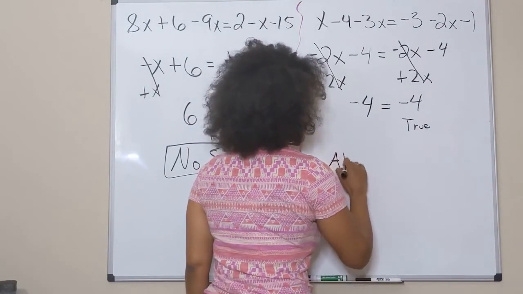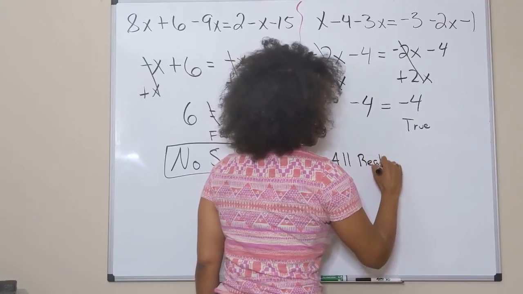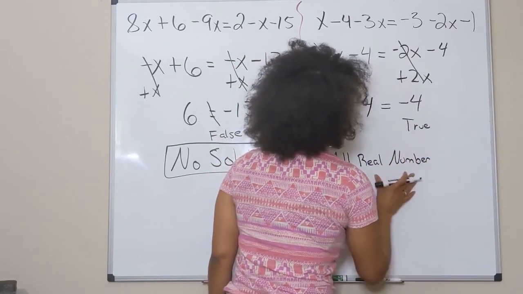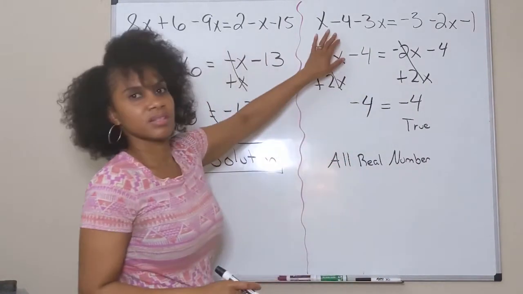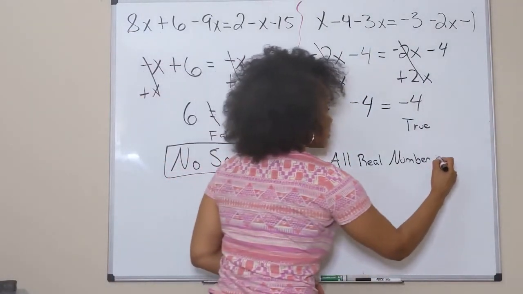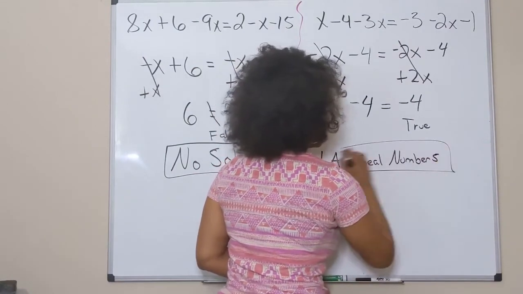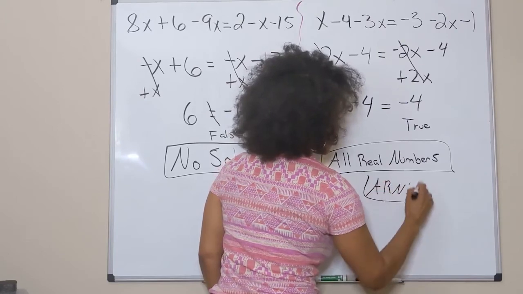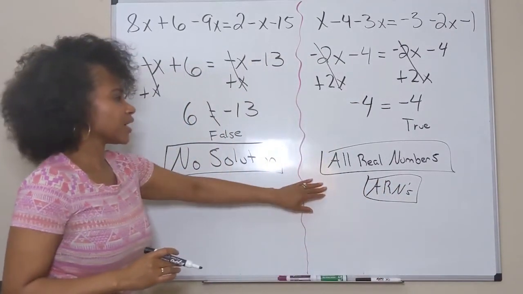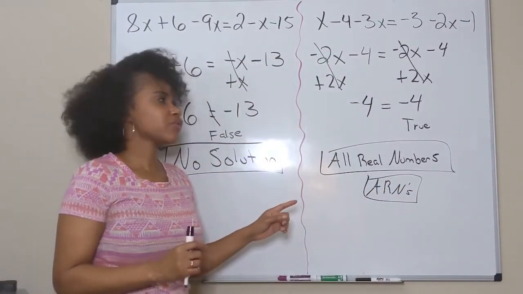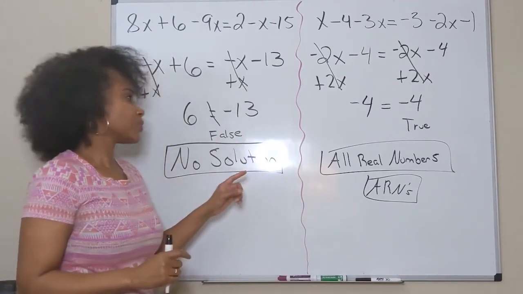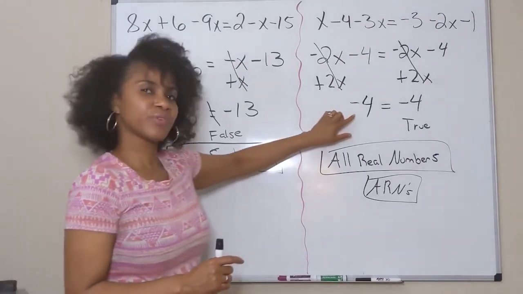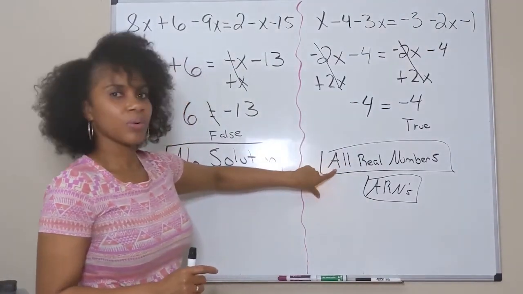So this type of problem is called an identity problem. And an identity problem is basically any real number is a solution to this equation. So my answer to this is all real numbers, or we can abbreviate it ARN. All right. So we have our two special cases. In both cases, your variables will cancel out, but when you're left with a false statement, it is no solution. When you're left with a true statement, it is all real numbers.